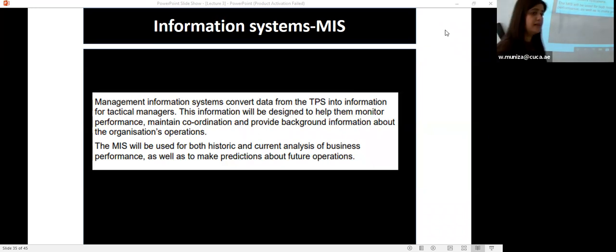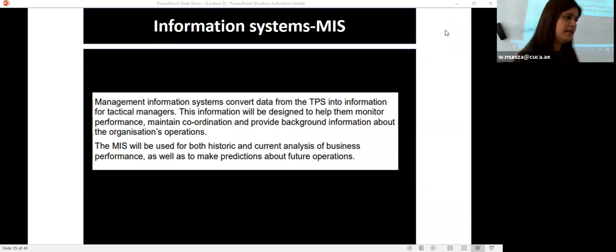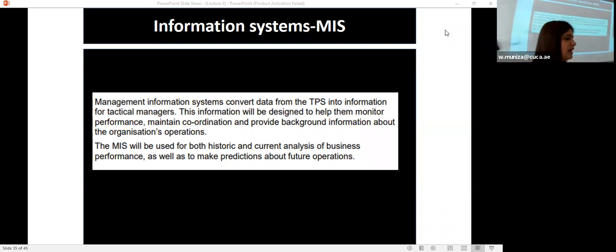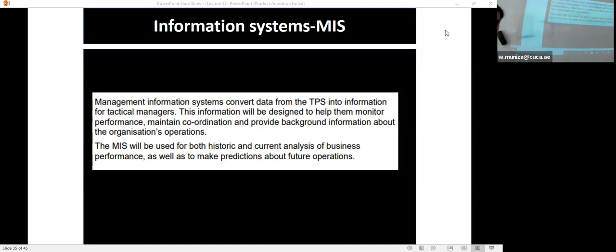Management information systems are especially for the management of the organization so that they can make decisions in an appropriate way. Management information systems normally collect information from inside and outside the boundaries of the organization. The data is collected and converted into information so that the work can be done appropriately. So management information systems convert data from transaction processing systems into information for technical managers.